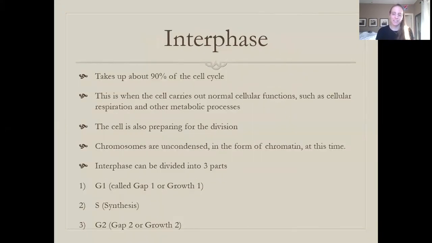So in interphase, again, this is where the cell is going to spend most of its life. About 90% of a cell cycle is interphase. All of the normal cell functions are happening here, like cellular respiration, so making ATP, and metabolic processes, for instance, breaking down proteins into amino acids. It's also when the cell prepares for division. During this interphase, the chromosomes are uncondensed, so we actually call them chromatin at this point.